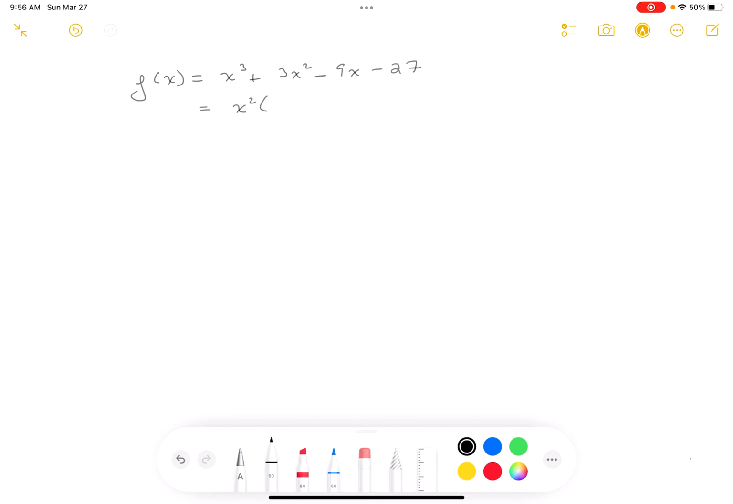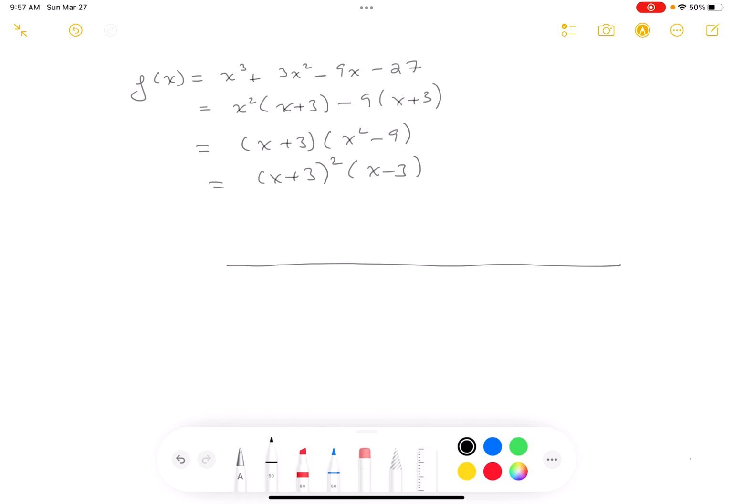x squared times (x plus 3), minus 9 times (x plus 3). I'm going to factor out x plus 3. I'm left with x squared minus 9. This is (x plus 3) squared times (x minus 3). So you know what? I get a rough idea what the picture looks like now. I know it's a cubic polynomial. The y-intercept is minus 27. I'll just put this down. This is rough.